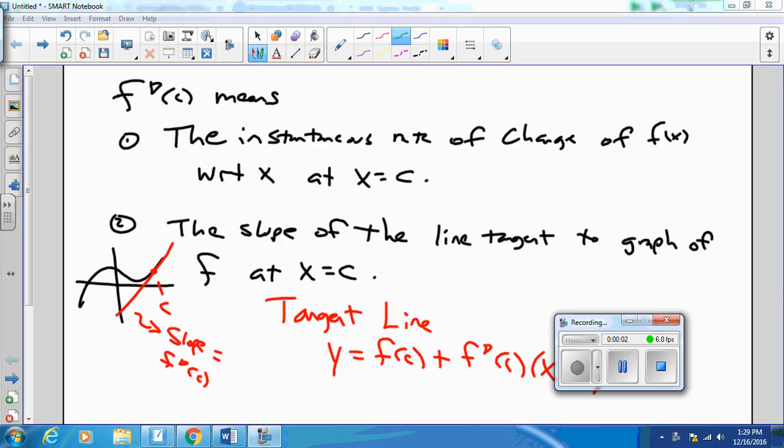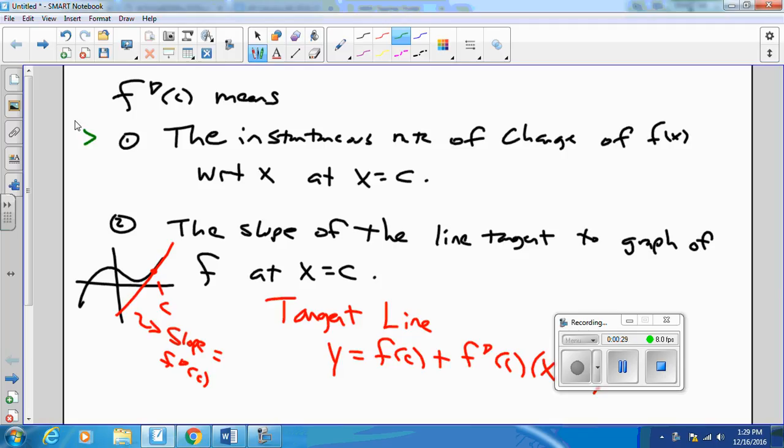Okay, so we're reviewing derivatives here in preparation for your exam. And what we observe is that the derivative has four different meanings. The first meaning, physics: the instantaneous rate of change of f of x with respect to x at x equals c is called f prime of c. Second, on a graph of f of x, f prime of c is the slope of the line tangent to the graph of f at x equals c.